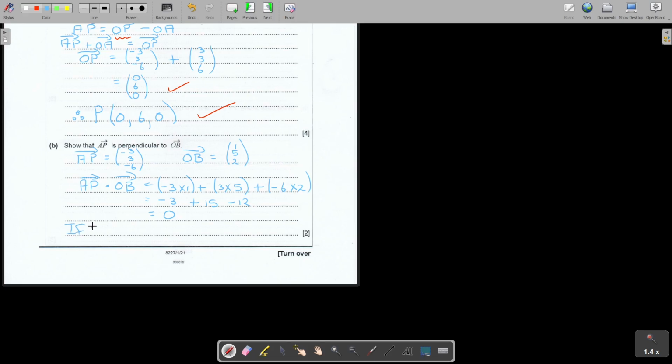If the scalar product is 0, then AP is perpendicular to OB. Something like that. So end with a sentence showing that statement that I showed in the textbook. And that's how you do vectors.